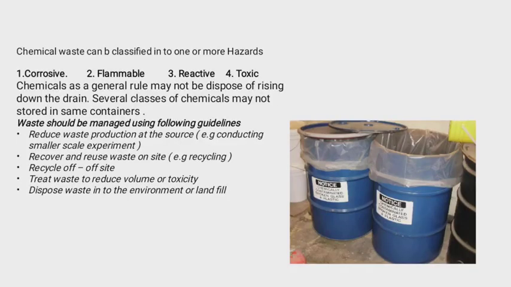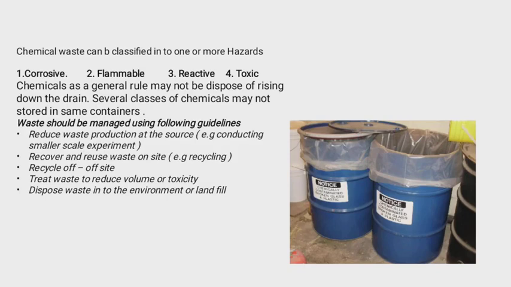Chemical waste can be classified into one or more hazards, which include corrosives, flammables, reactives, and toxic chemicals. As a general rule, it may not be disposed of by rinsing down the drain. Several classes of chemicals may not be stored in the same containers. They should be managed by using the following guidelines: recycle off-site, treat waste to reduce volume or toxicity, dispose of waste in the environment or the landfill, and reduce waste production at the source, for example by conducting smaller scale experiments.